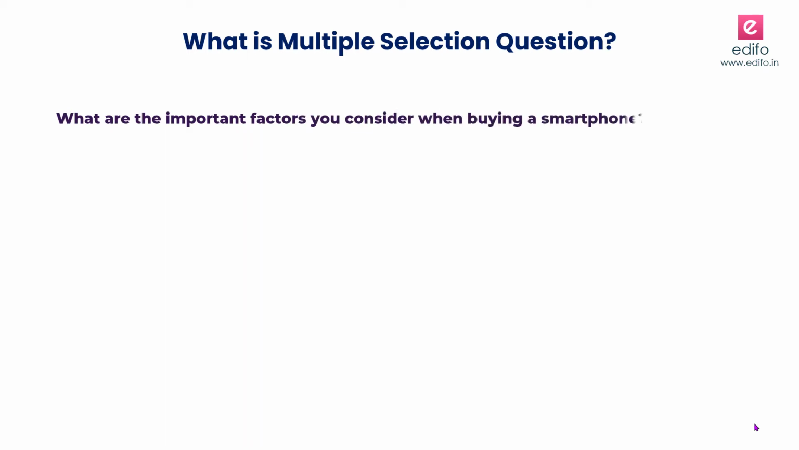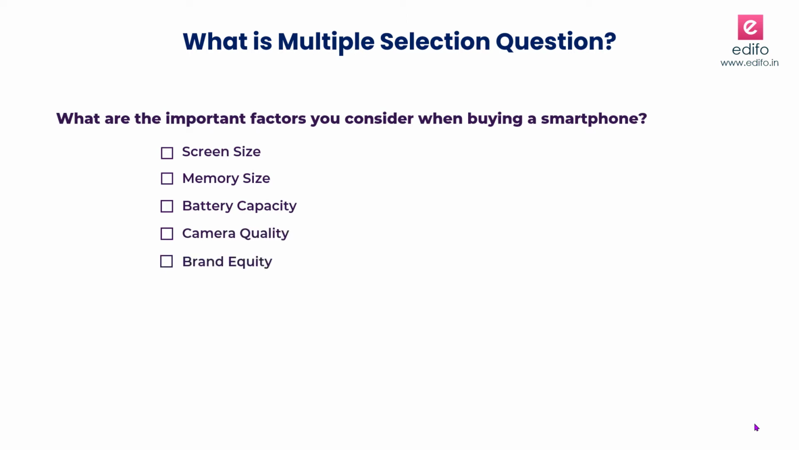What are the important factors you consider when buying a smartphone? These are the answers: screen size, memory size, battery capacity, camera quality, brand equity, processor, and price. Here, a respondent can select maximum 7 options. He can select one, or he can select all the 7 options. Here, 4 options are selected: screen size, battery capacity, camera quality, and processor. This is a typical example of multiple selection question.